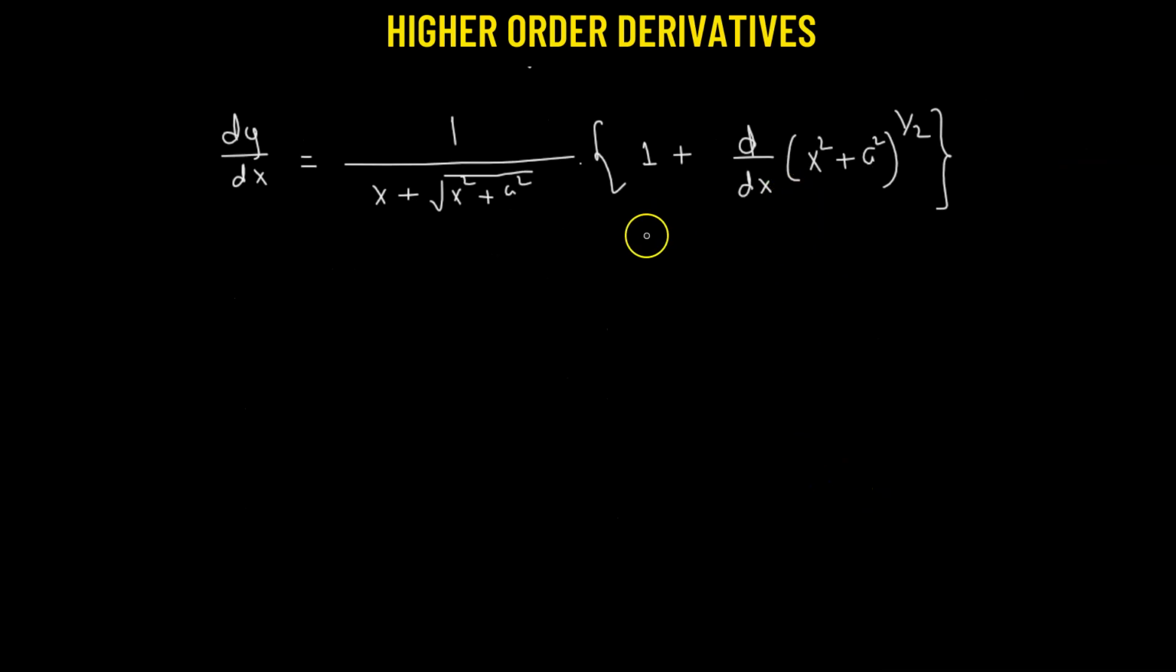So I'll start with this one. This will be half multiplied by x squared plus a squared raised to the power of half minus 1. But then again, we'll have to use the chain rule to differentiate x squared plus a squared. So this will be multiplied by the derivative with respect to x of x squared plus a squared. And we have the rest of the terms.